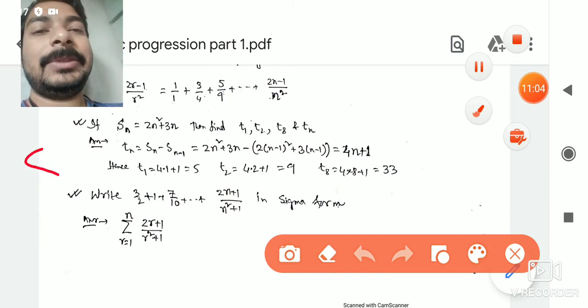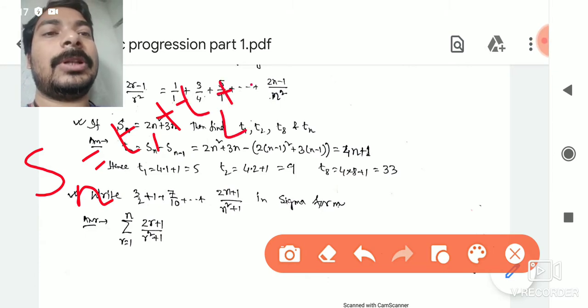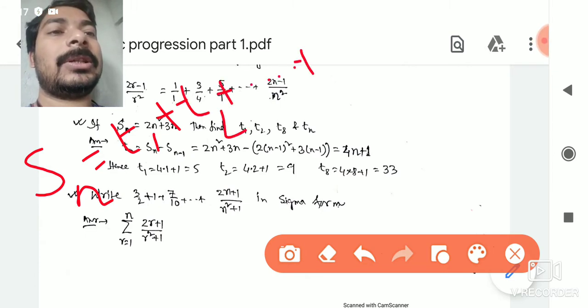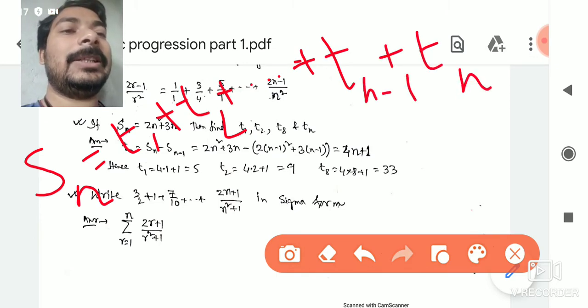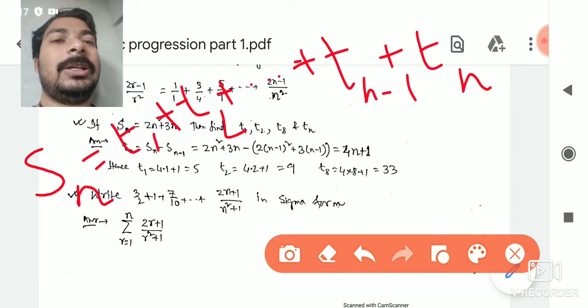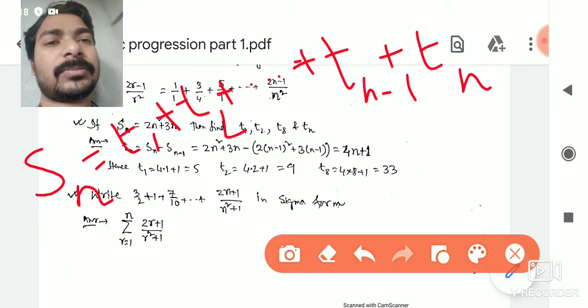Look, Sn means actually what? Term 1 plus term 2 plus dot dot dot plus term tn minus 1 plus term tn. I am writing here tn minus 1. Look, if we go up to the 10th term, then the previous term is the 9th, so for the nth term, the previous term is tn minus 1.